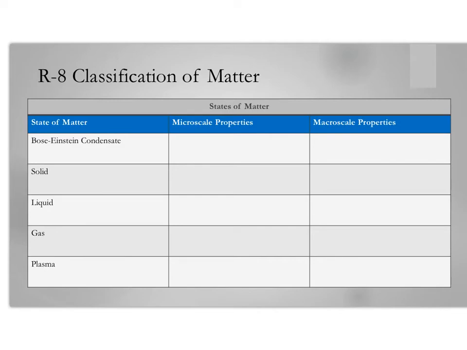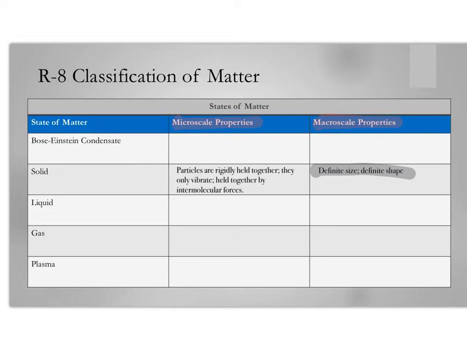For your test, you will need to know information about each of these states of matter at the macro scale and the micro scale level. So they're a little different ways of looking at the same thing in a sense. So what exactly is a solid? At the macro scale, as you can see on the right here, solids have a definite size and a definite shape. And what that means is that the size isn't changing and the shape isn't changing.